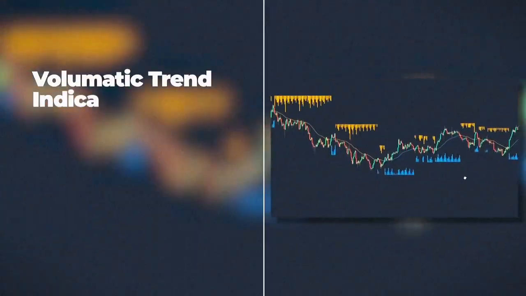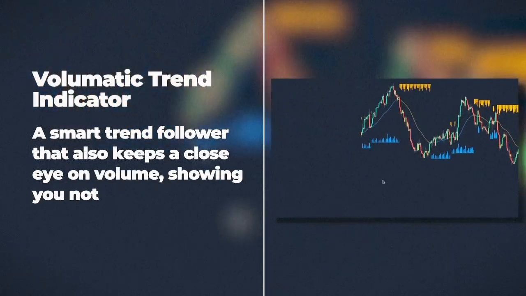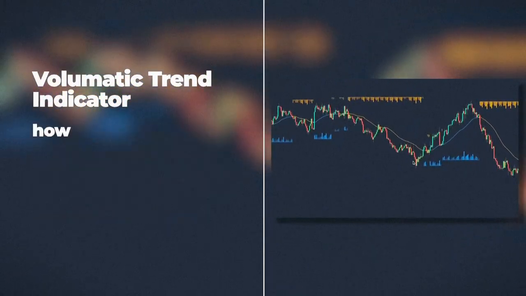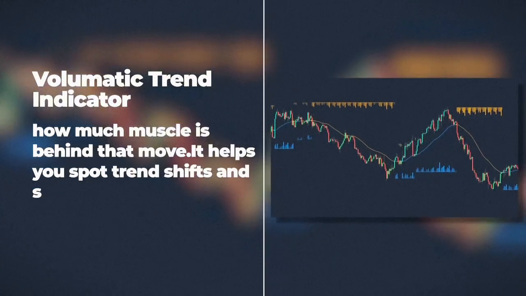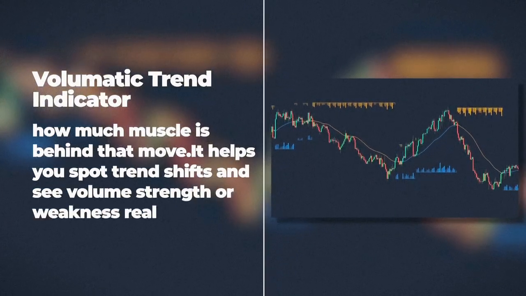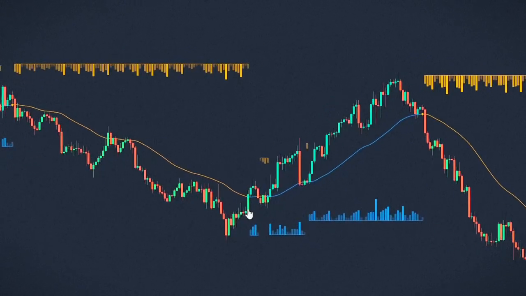Basically, think of it as a smart trend follower that also keeps a close eye on volume, showing you not just where the price is heading, but how much muscle is behind that move. It helps you spot trend shifts and see volume strength or weakness really easily. So, looking at this indicator on the chart, you'll notice a couple of main things.